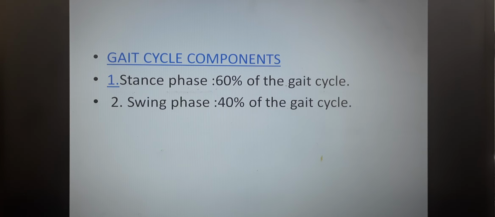The normal gait cycle has two components. It has a stance phase and a swing phase. Around 60% of the gait cycle is occupied by the stance phase, and the swing phase is seen around 40% of the gait cycle.